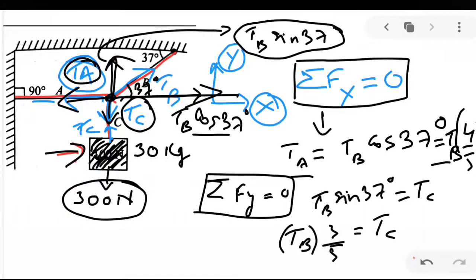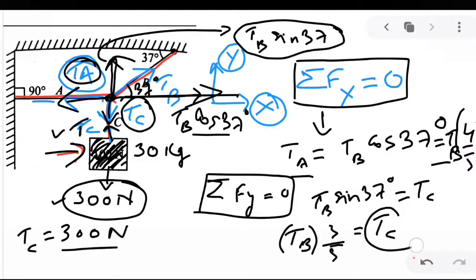Now if you see this block, it is acted upon by a downward force of 300 Newton and tension TC acting in the upward direction. So tension should be equal to 300 Newton because this block is also in equilibrium. So TC is equal to 300 Newton. TC is known, so from this equation I can get the value of TB. TB is equal to 500 Newton.